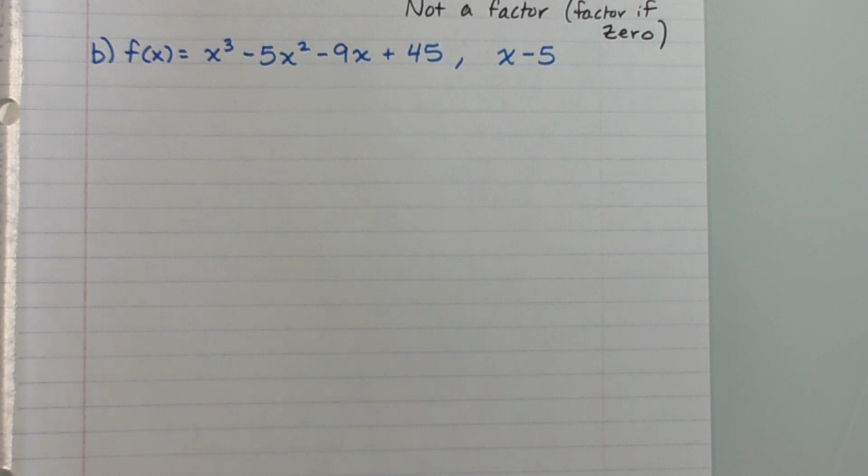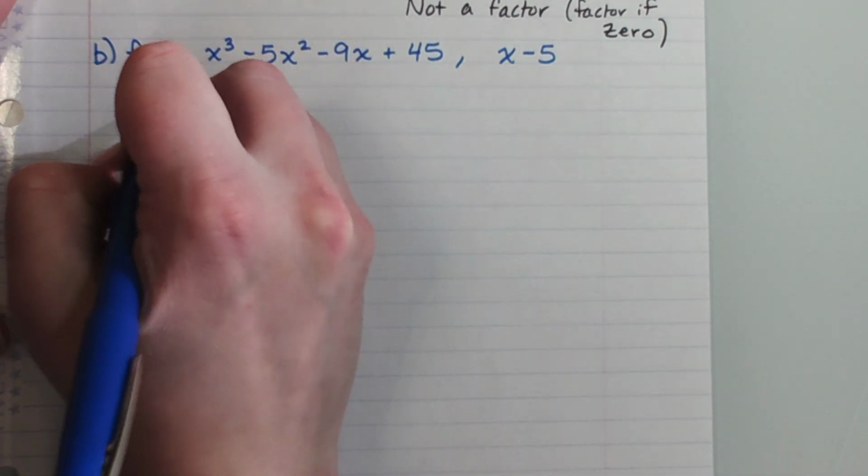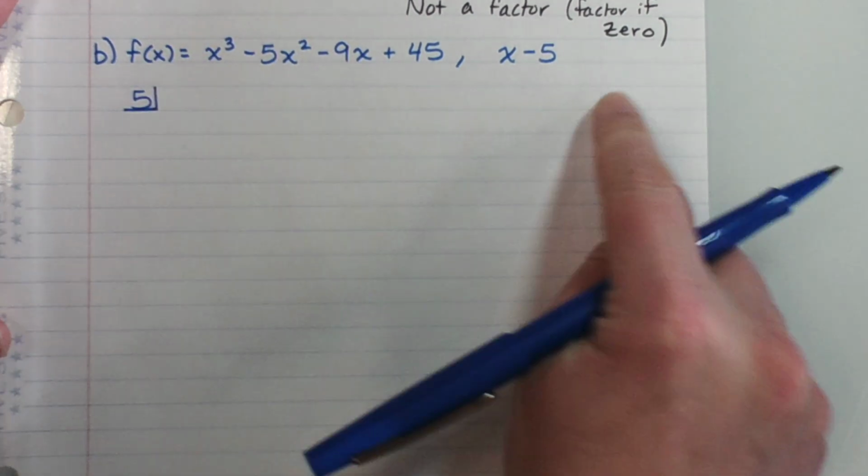x cubed minus 5x squared minus 9x plus 45, and I'm checking if it divides by x minus 5. Can I synthetic divide? Yes. If you don't like synthetic division, can you do long division? Yeah. I'm going to synthetic, but if you like long division, go for it. What goes in the little box again? 5. What goes across the top?